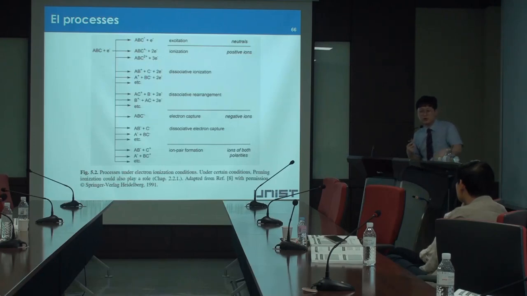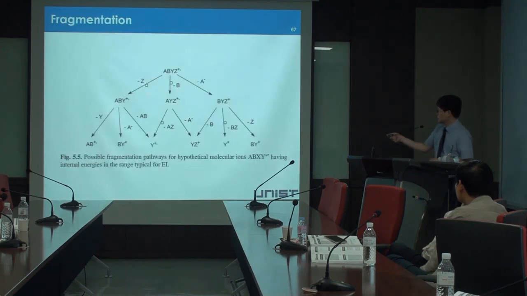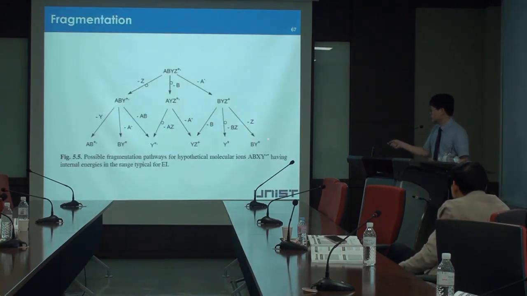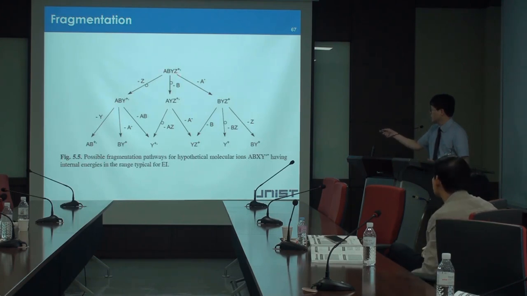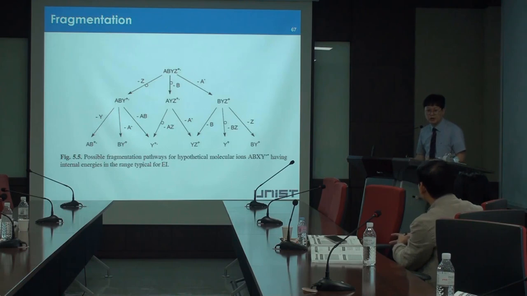It is like shooting an apple, and the apple becomes fragmented. Sometimes the apple just stays the same shape. But sometimes the apple can break down into two parts. Or sometimes it becomes very small pieces. It is like this procedure. So it is some combination, and molecules become these kinds of fragment ions.